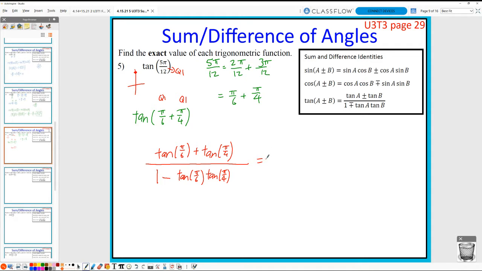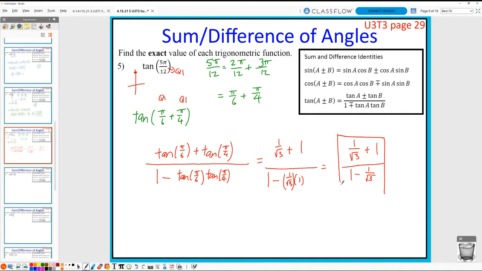Tan of pi over 6, what is that? That is 1 over root 3. Tan of pi over 4 is 1. 1 minus, now the good news is we already did this calculation, so 1 over root 3 multiplied by 1. And we're not going to do crazy simplifying here. We're just going to leave this like so. We could try to rationalize each of the fractions and make it a little bit cleaner, but it's okay. It's not a big deal.